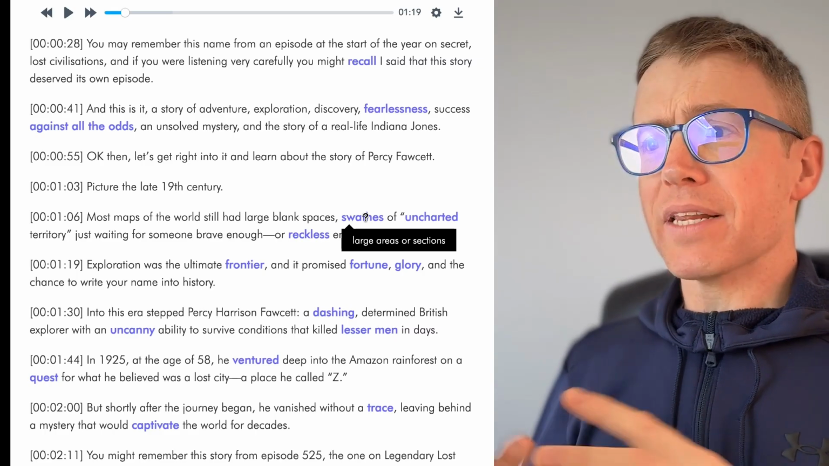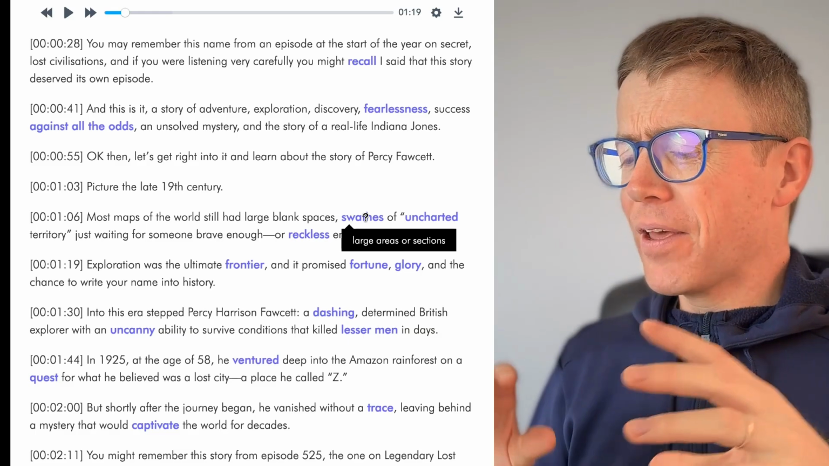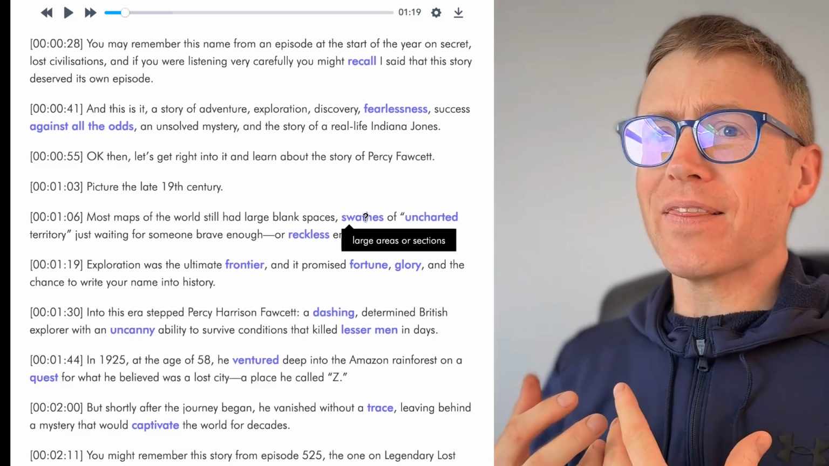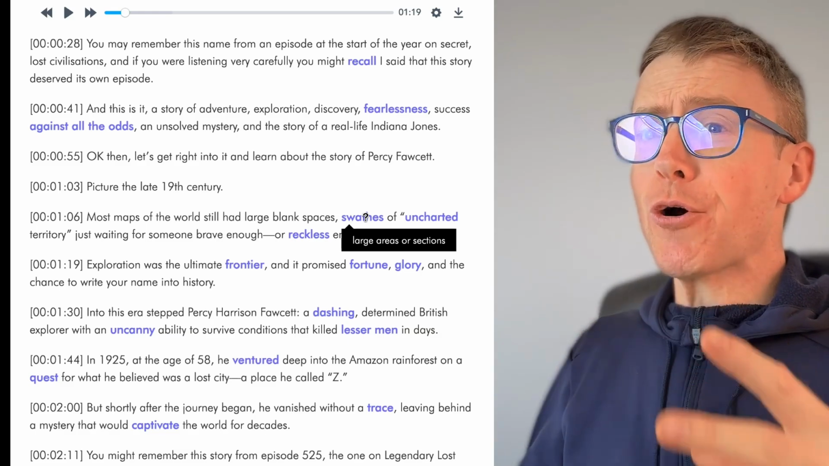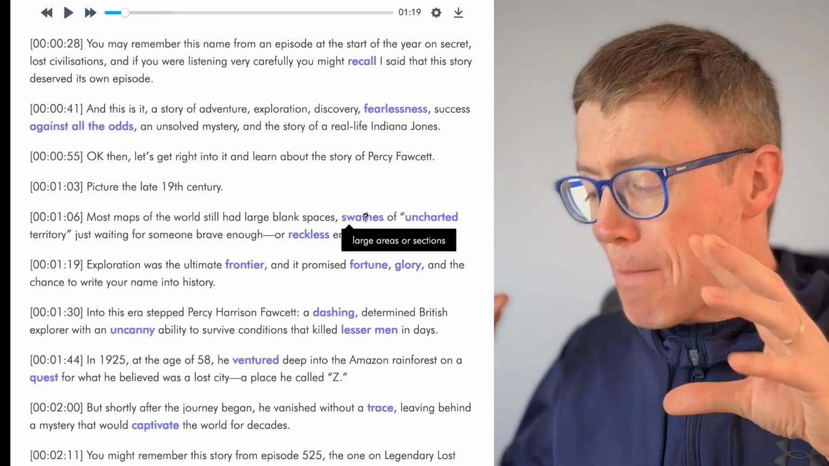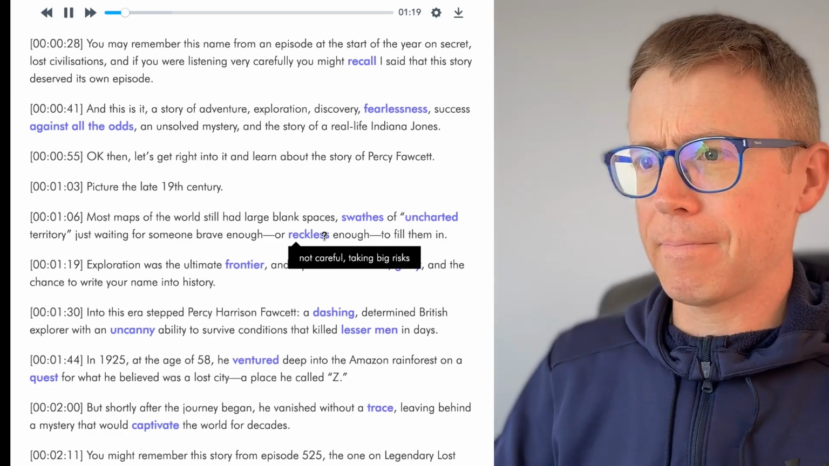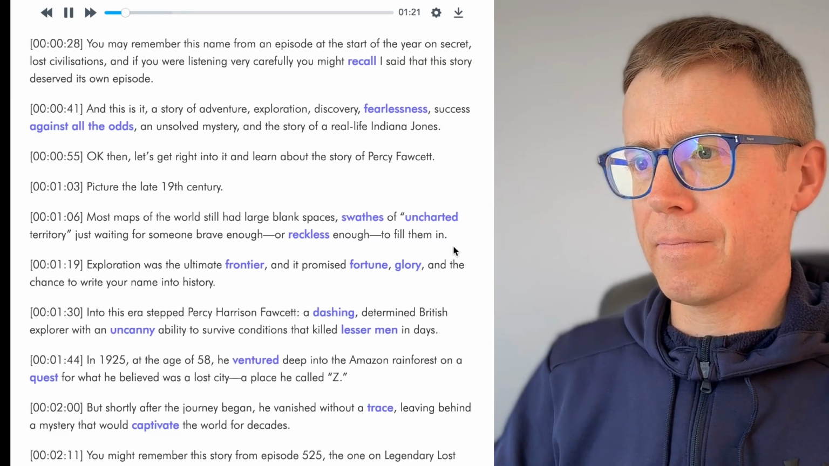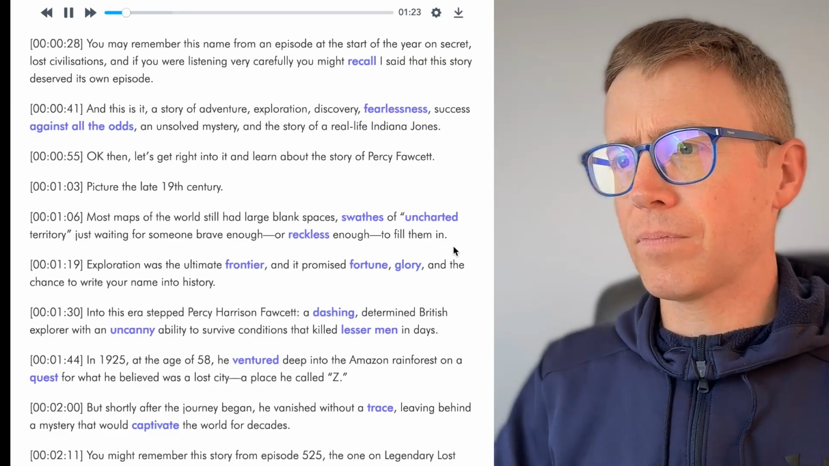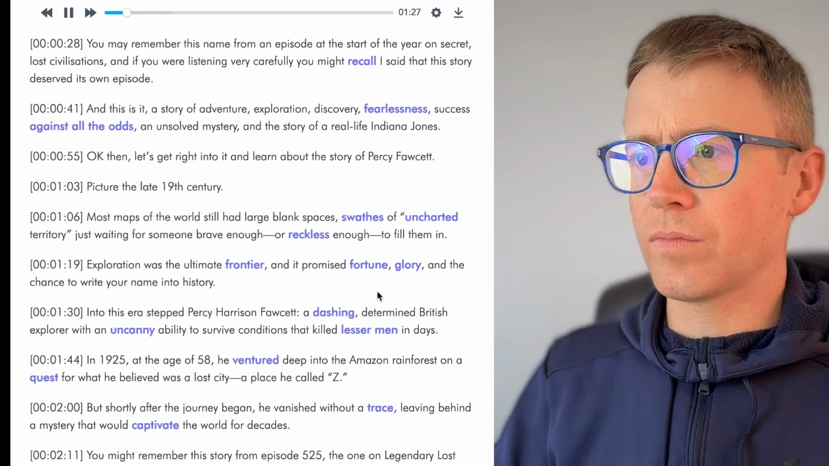And what it means, as you can see here, is large areas or sections, but really the meaning behind this is an area so big that no one really knows how big it is. It's just massive, almost uncountable how large it is. Exploration was the ultimate frontier, and it promised fortune, glory, and the chance to write your name into history.